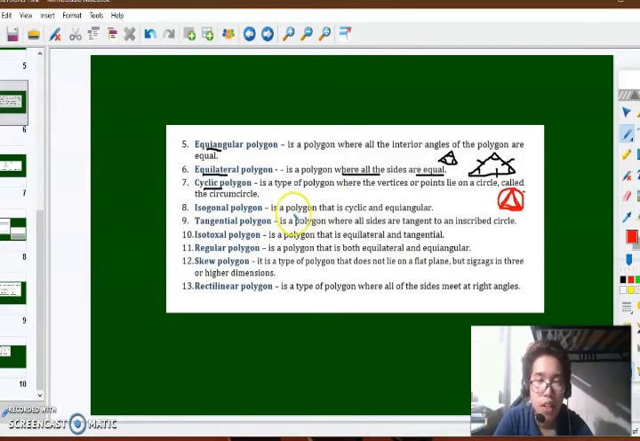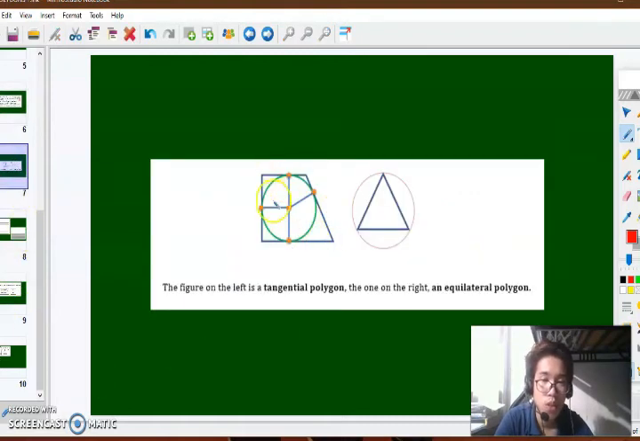Then we have an isogonal polygon. It is a polygon that is cyclic and equiangular. And we also have a tangential polygon. It is a polygon where all sides are tangent to an inscribed circle. So this is an example of a tangential polygon. It's a figure right here, a trapezoid, and all of the sides of this trapezoid are tangent to this circle that we have here. So for example, we have trapezoid A. All of the sides of the trapezoid are tangent to this circle right here. Let's say that the circle is called circle B.